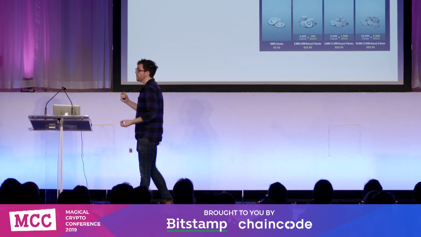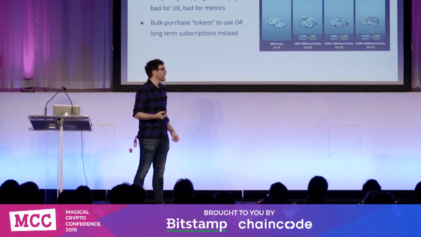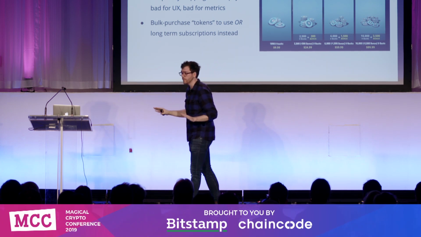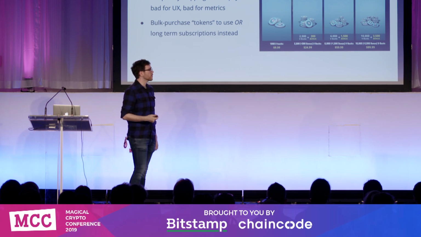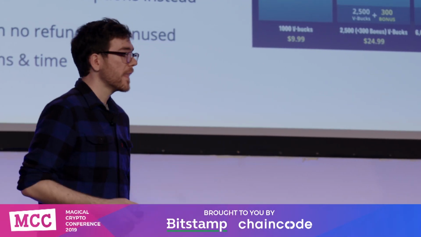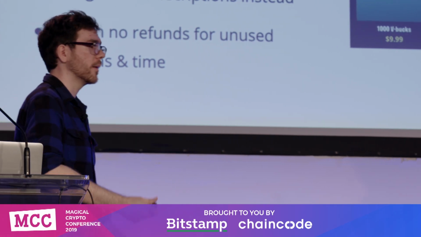And high friction payments are really bad because they lead to very anti-user practices. So when you frequently have to stop a user to ask them to pay for things, it's bad for the user experience, and it's probably bad for your site metrics. So your boss is going to say, forget this Lightning micropayment thing, because users are bouncing every time we ask them to pay. So it kind of leads to things like bulk purchases of tokens that you get to use. Here we have Fortnite V-Bucks, and you do not want to be Fortnite V-Bucks, right? And you don't want to have long-term subscriptions. You want people to pay for only the content they use. That's a very good user practice. And sometimes if you don't use these tokens or your subscription, you're not going to get your money back, right? So it leads to these kind of predatory practices amongst businesses to get you to pay a lot of money up front.